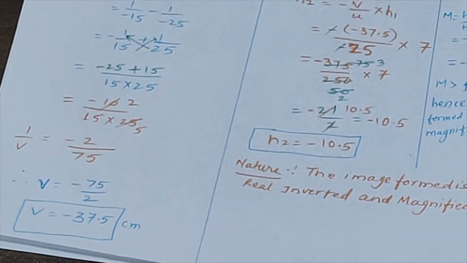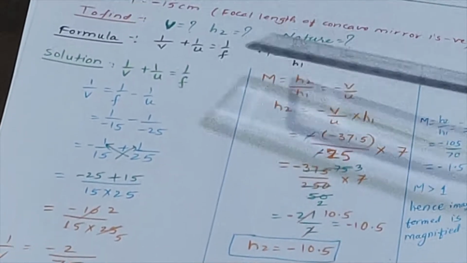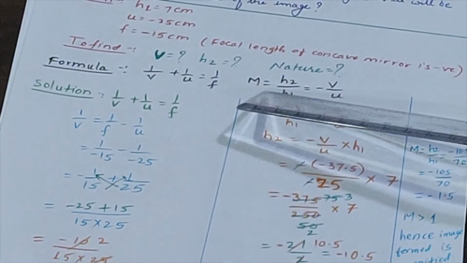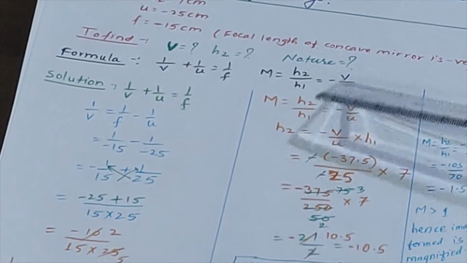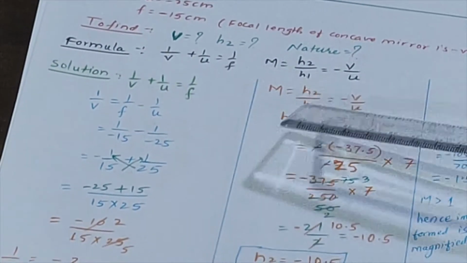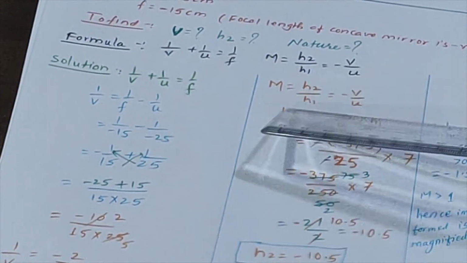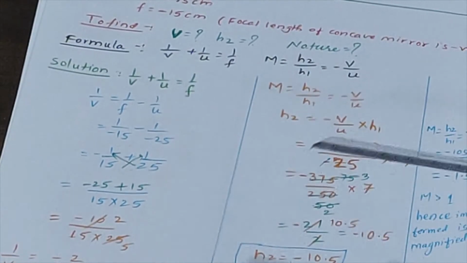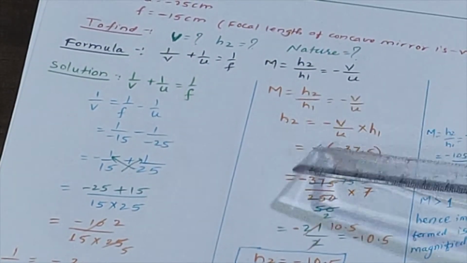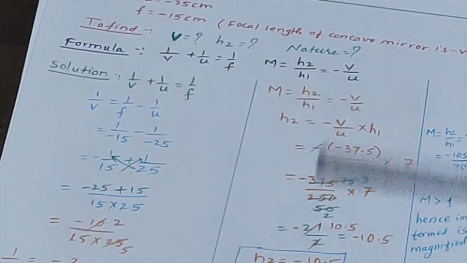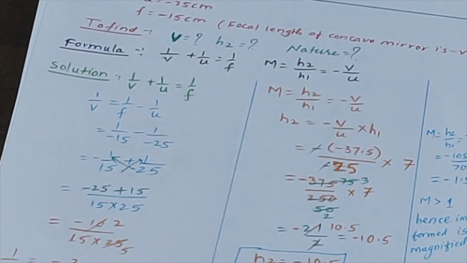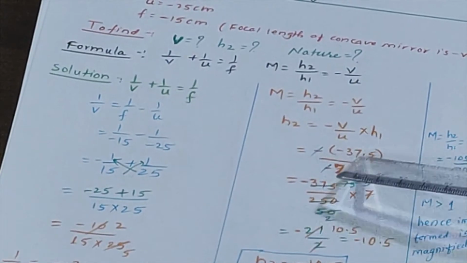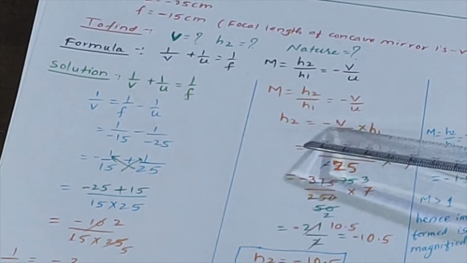Now we are moving on to the second thing, that is H2. For H2 I'm going to use the second formula, that is magnification m is equal to H2 upon H1 is equal to minus V upon U. So let's use this formula. H2 upon H1 is equal to minus V upon U. I want to find H2, so let H2 be on the left-hand side. So minus V upon U, cross multiply, H1 is cross multiplied to this, so H1. Now substituting the values, we found V is minus 37.5, which I substitute here along with the minus sign which is already there.